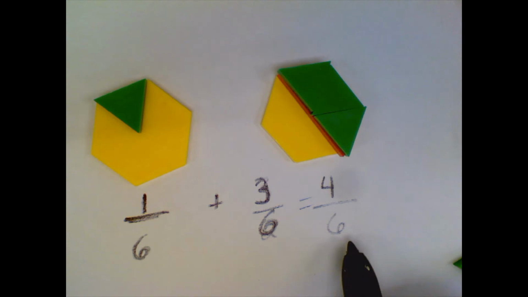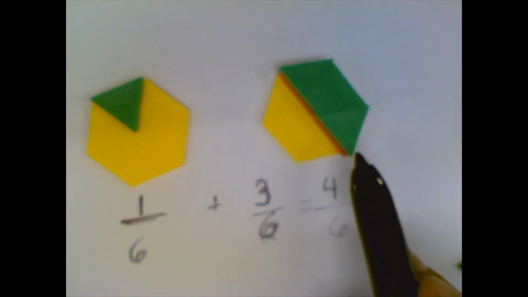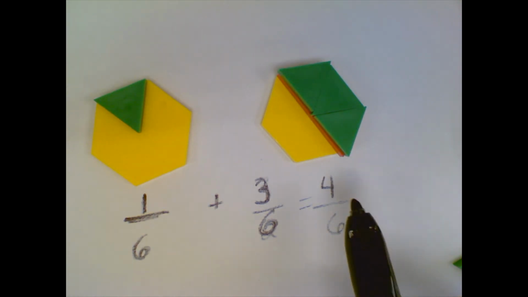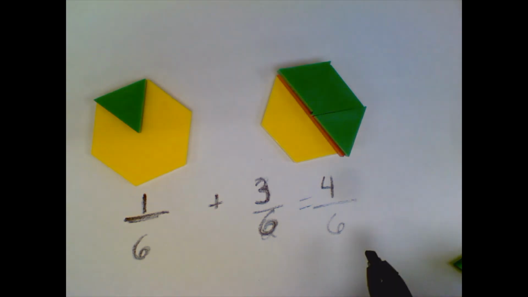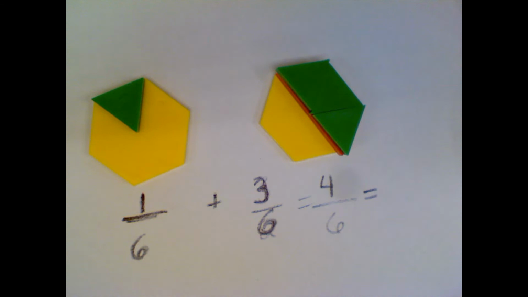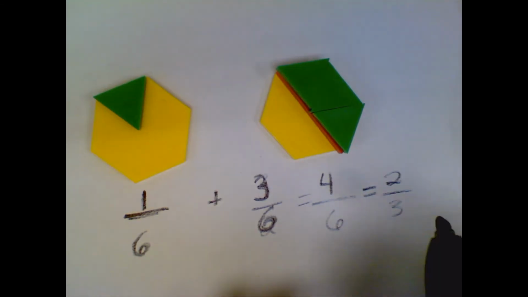The bottom number tells you the size of the piece. If this number is bigger, that means we're looking at smaller pieces. If the number is smaller, like 2 or 3, that means these pieces would be bigger. And 4/6, if you remember, we could treat that as 2/3, right? Reduce the fraction.